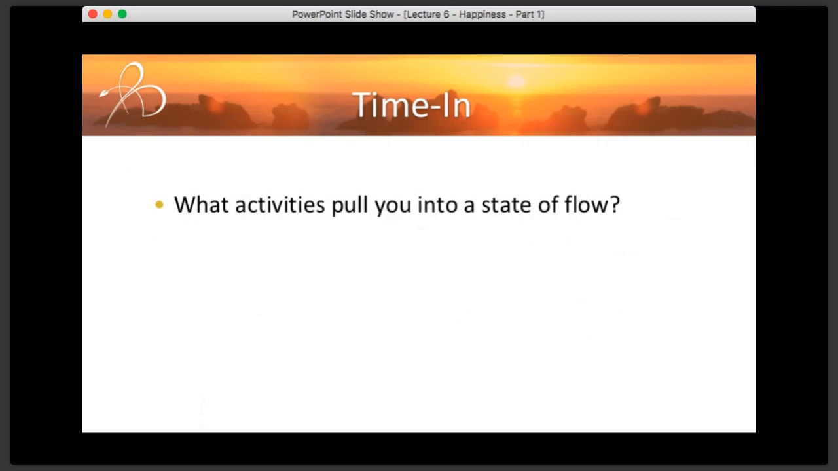So, what activities pull you into a state of flow? And how can you do them more often? Ready, set, go.